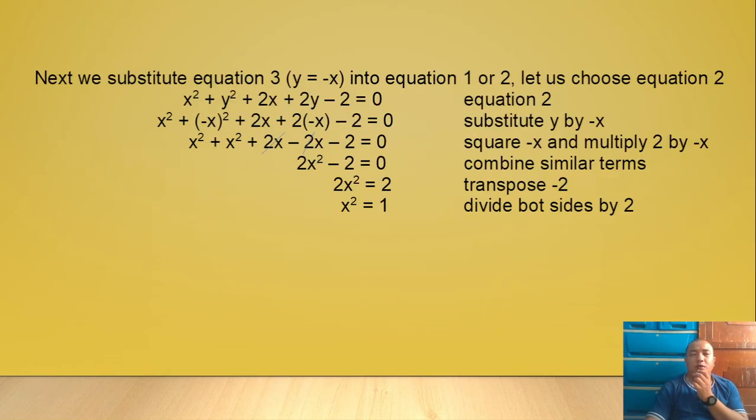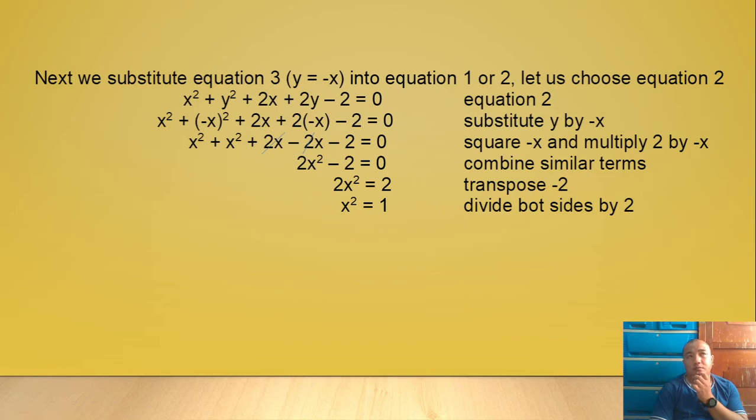Now let's substitute equation 3, y equals negative x, into equation 1 or 2. Let us choose equation 2, which is x squared plus y squared plus 2x plus 2y minus 2 equals 0. Substitute all y's by negative x. So x squared plus negative x squared plus 2x plus 2 times negative x minus 2, which gives x squared plus x squared plus 2x minus 2x minus 2 equals 0. So 2x squared minus 2 equals 0, which is actually a quadratic equation. Transpose negative 2: 2x squared equals 2, x squared equals 1.